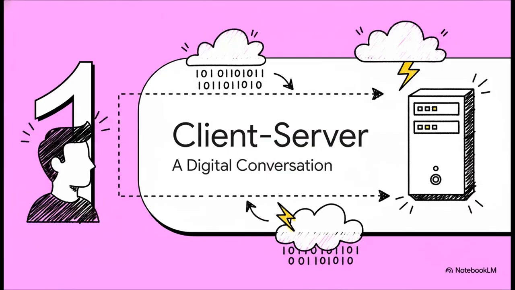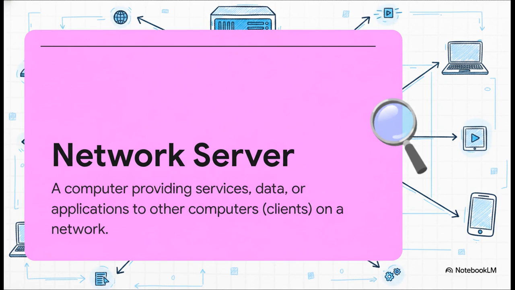You see, at the very heart of the internet is this fundamental relationship, this constant digital back and forth. And to really get it, you have to understand the two main players in this conversation. You've got the client and you've got the server. Okay, let's break that down. A network server is basically a super powerful computer, and its entire job is just to serve. It holds on to all the good stuff, all the websites, the videos, the apps, and its one mission in life is to deliver that data to other computers, but only when they ask for it.